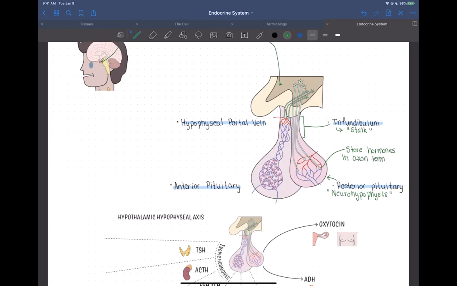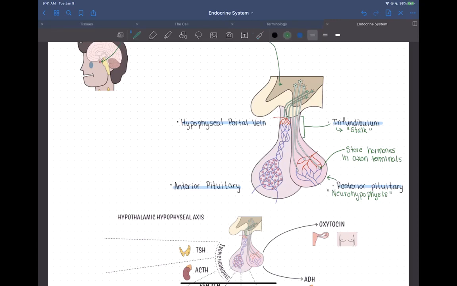And so whenever that posterior pituitary needs to release a hormone, this neuron from the hypothalamus would just send an action potential down to that axon terminal, and then that would cause exocytosis of those stored hormones. And then they would go into these capillary beds you can see here, so into the blood. So that's how the posterior pituitary works.